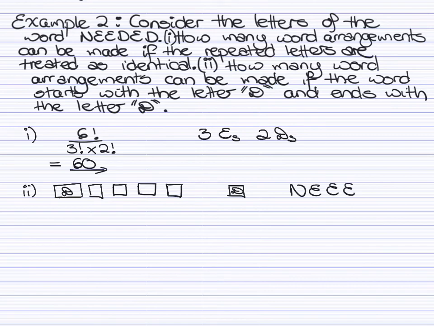So in performing this calculation, since we've already used the 2 letters D, we are now left with a total number of 4 letters to choose from, which is 4 factorial in the numerator. And how many of these are identical? There are 3 E's. We therefore divide that by 3 factorial. The answer for this is equal to 4.